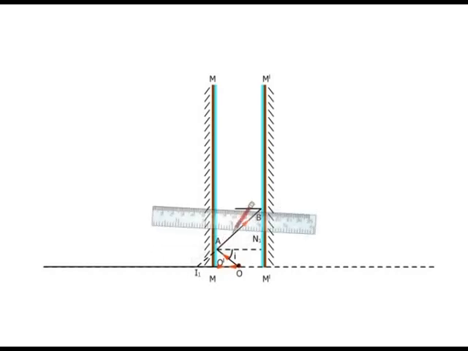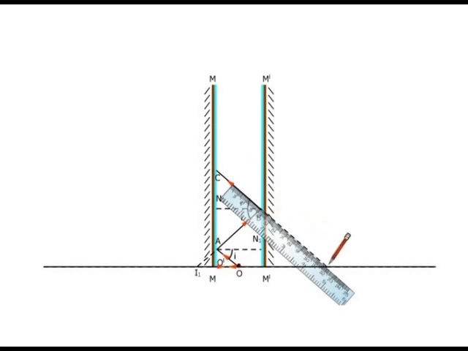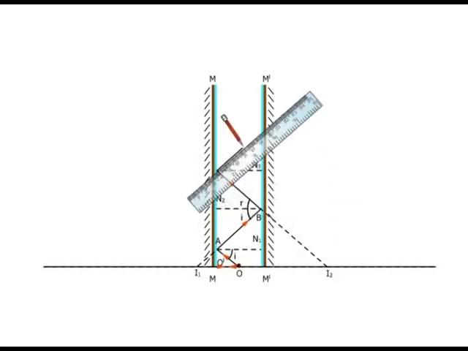The mirror M'M' reflects the ray AB. Extending OM prime and BC backwards, they meet at I2 to give a virtual image. Similarly, the images I3 and I4 are formed.